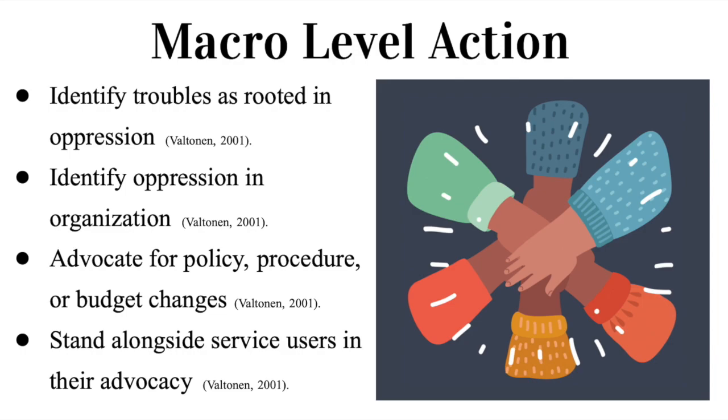Macro level action calls for us to identify the oppression in the agency, identifying the troubles rooted in the oppression as patterns of pushing down the marginalized groups. As in, we must understand macro oppression in the workplace, critically think about the macro oppressive acts that are unconsciously and consciously implemented into the agency. The most important takeaway from this is that we must be able to stand alongside service users in their advocacy. Being an ally is helping to contribute to the larger cause.